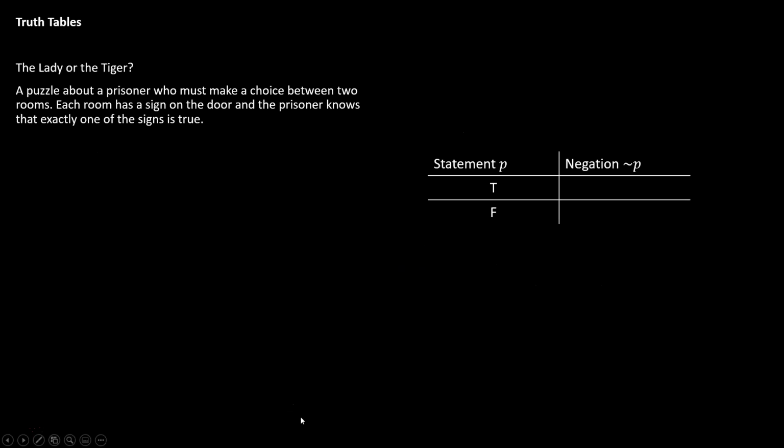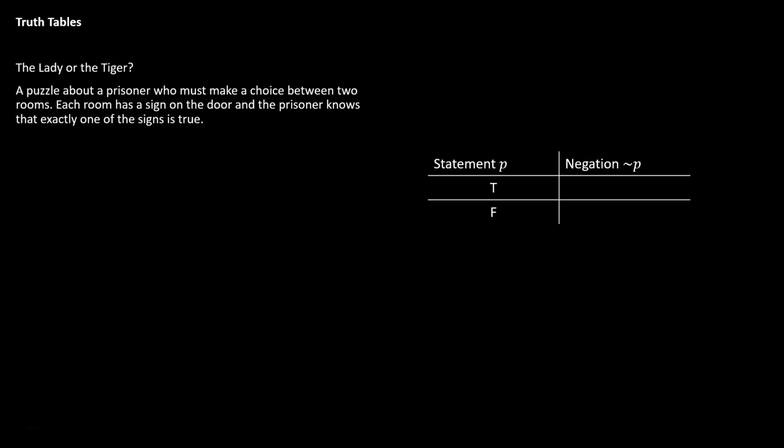Truth tables are something that we can use to help determine the truth value of a statement. And it can also help us to see all the possibilities for the value of a statement. So there's this puzzle called Lady or the Tiger, and it's a puzzle about a prisoner who has to make a choice between two rooms. Each room has a sign on the door, and only one of the signs is true.